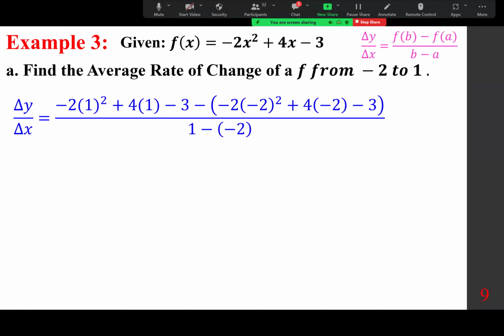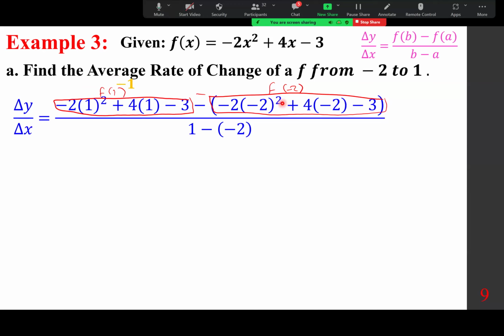So what you're looking at here, f of 1 minus f of negative 2. This is 1, minus 2, and 4, and minus 3. They add up to negative 1.